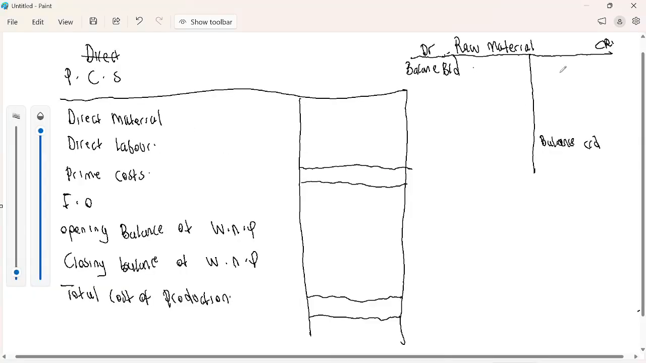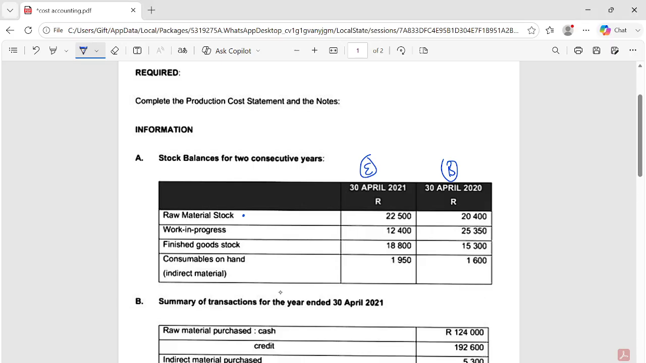So balance at the beginning, I'm having 20,400, I'm having 22,500, right? This is the opening balance, right? Sorry. Then I'm gonna look for my purchases. So I'm gonna have purchases. I'll just simply add these two.